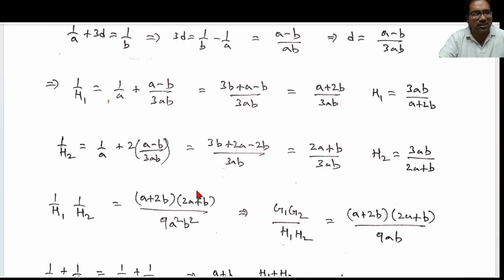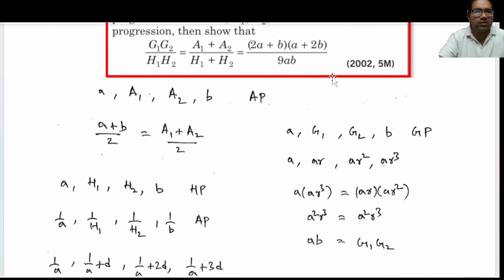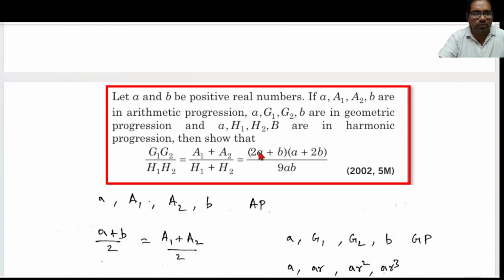If you multiply this by AB, then instead of 9A square B square, it will become 9AB in the denominator. Numerator will remain the same. So G1 G2 by H1 H2 equals (A plus 2B) into (2A plus B) by 9AB, which is what we wanted to prove: (A plus 2B) into (2A plus B) by 9AB. So 1 equals 3. That we have proved.